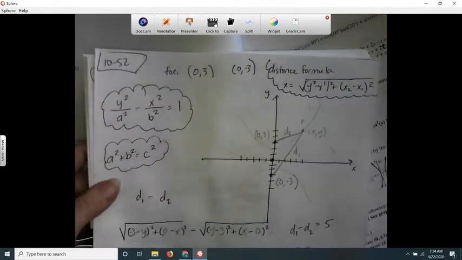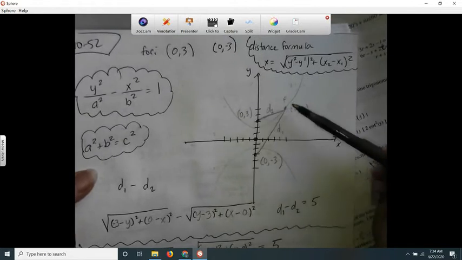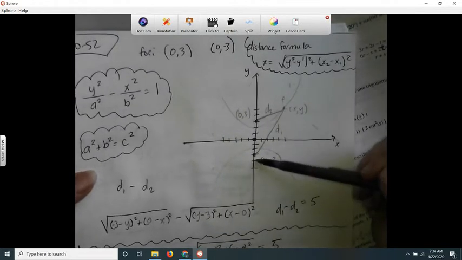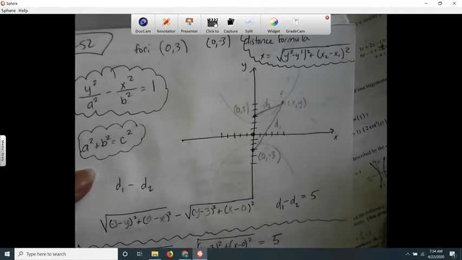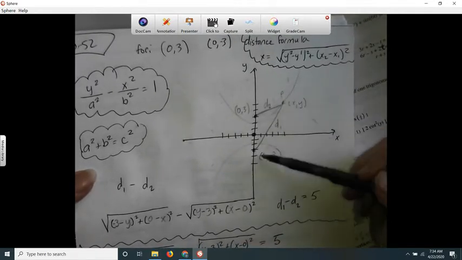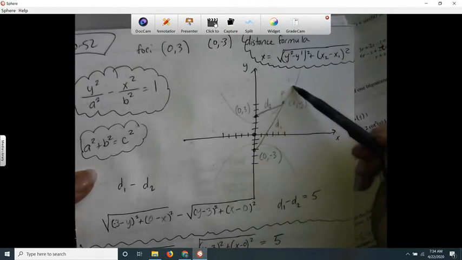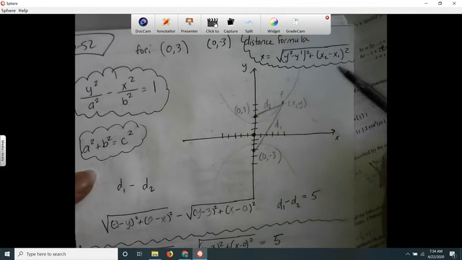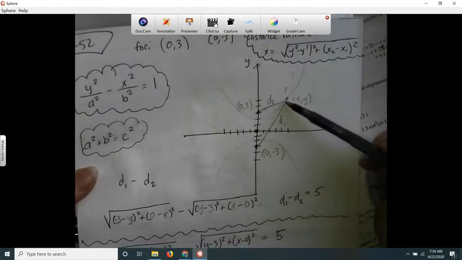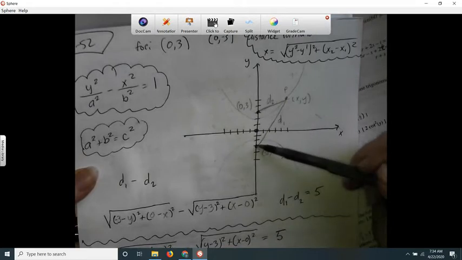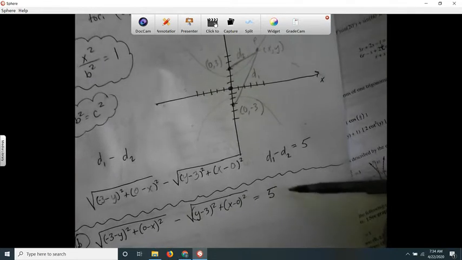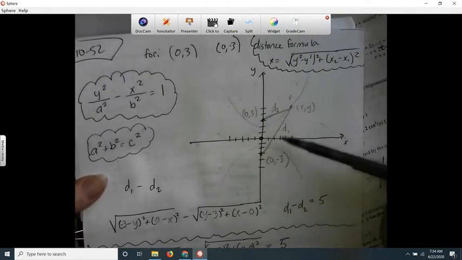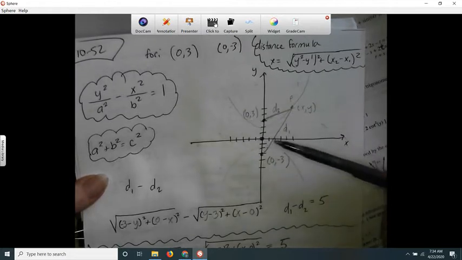The definition of the hyperbola is that it has a constant distance: D1 minus D2 is always a constant. So no matter where I go on the hyperbola, this distance minus this distance is always going to be the same. Like in letter B later in this problem, they tell you that it's 5. That's just the definition of a hyperbola.